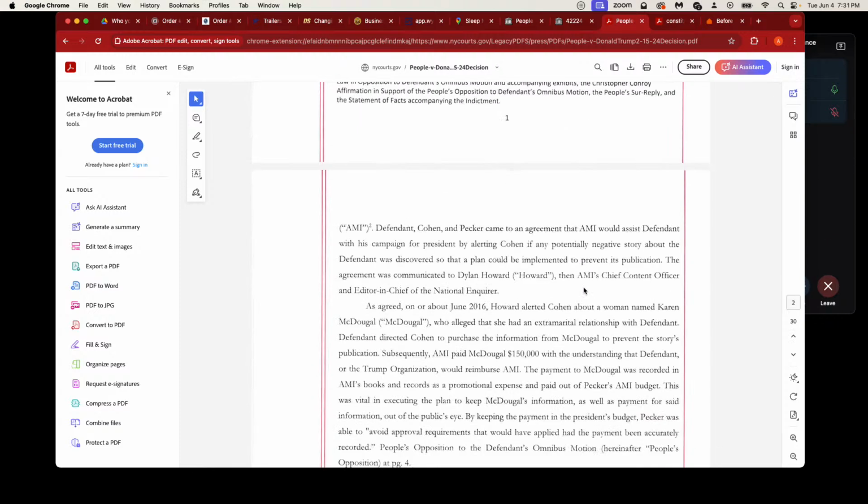AMI. Defendant, Cohen and Pecker came to an agreement that AMI would assist defendant with his campaign for president by alerting Cohen if any potentially negative story about the defendant was discovered so that a plan could be implemented to prevent its publication. Now, I'm still trying to figure out, I haven't read everything.